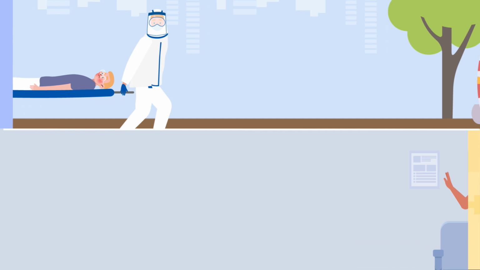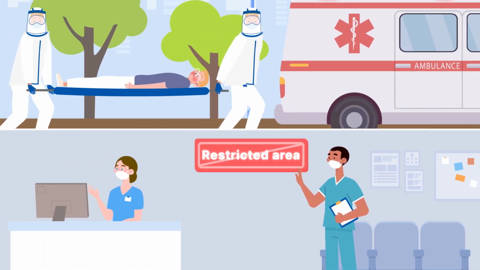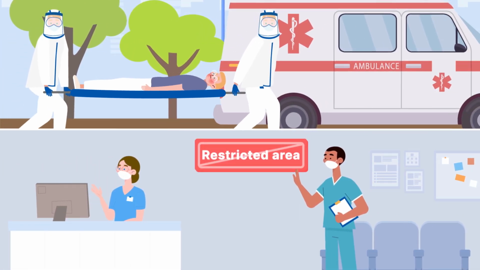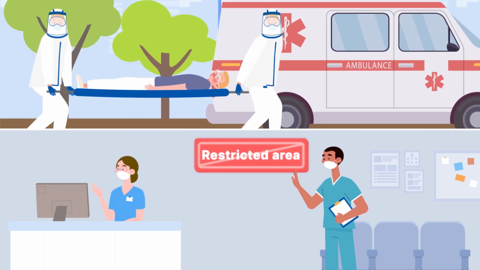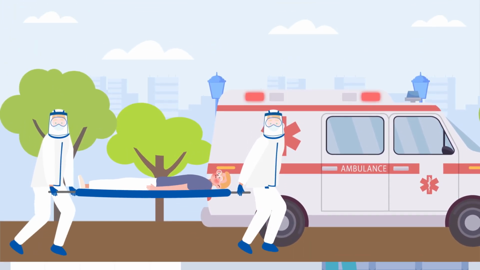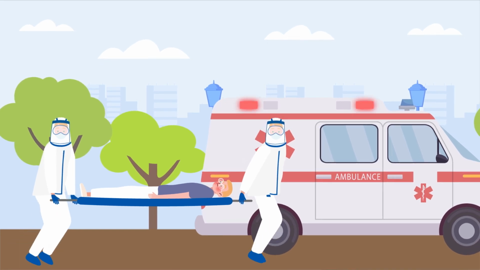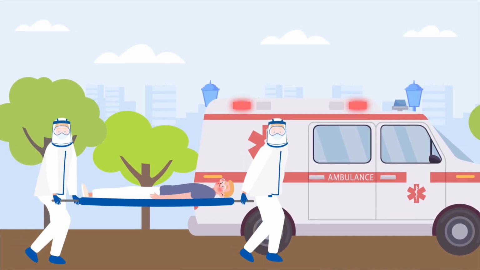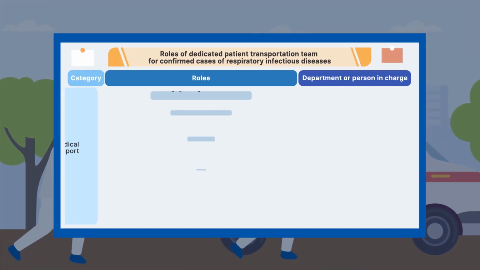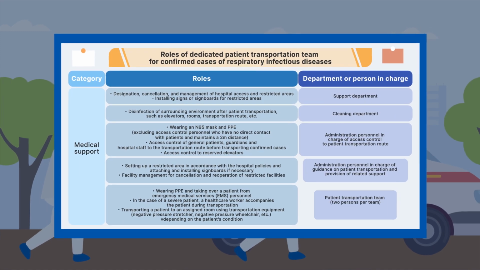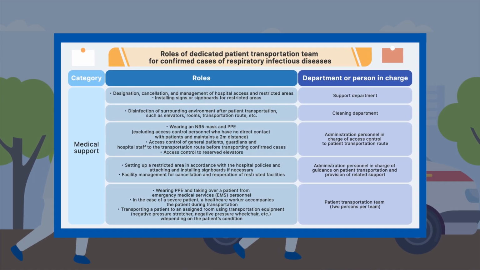Each patient transportation team consists of 2 persons and is responsible for taking over a patient from emergency medical services personnel. The support department is responsible for the designation and management of hospital access and restricted areas. For more details, please refer to the table outlining the roles of the dedicated patient transportation team.